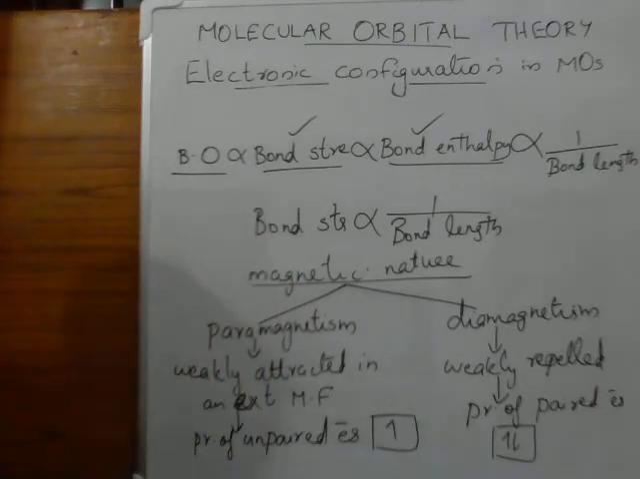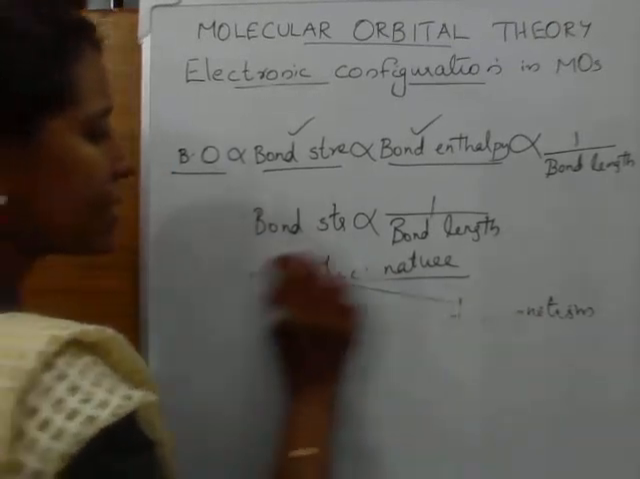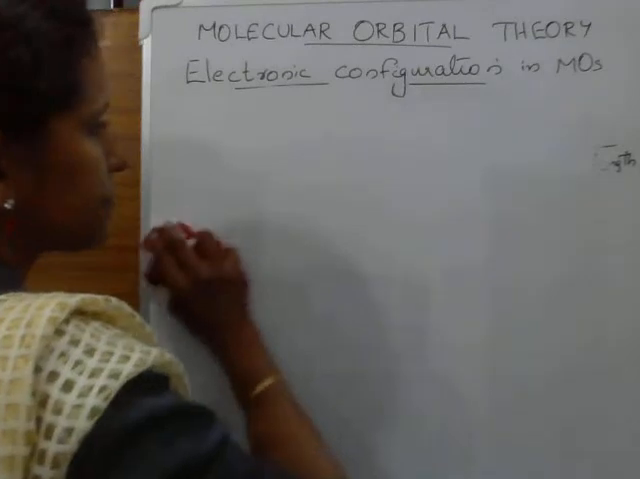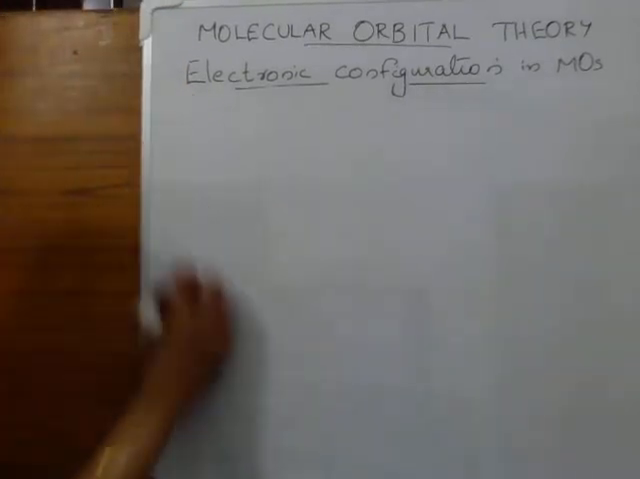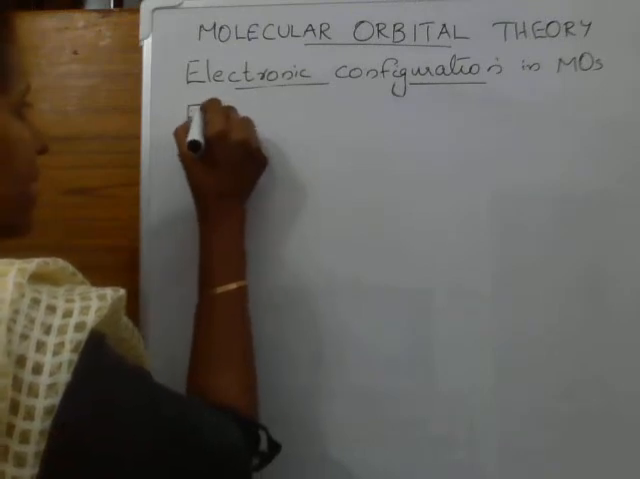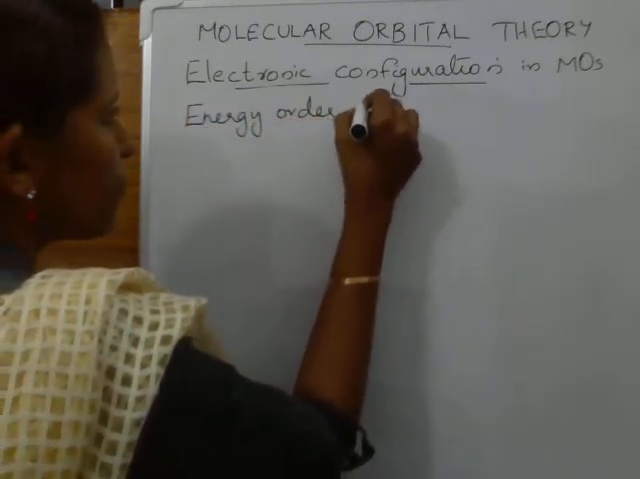And now let us write the electronic configuration in various diatomic homonuclear molecules. Let us start with the hydrogen molecule. Before we write the electronic configuration, let us write the energy order. We need to obey the above principle now. So you need to know the energy order of MOs.